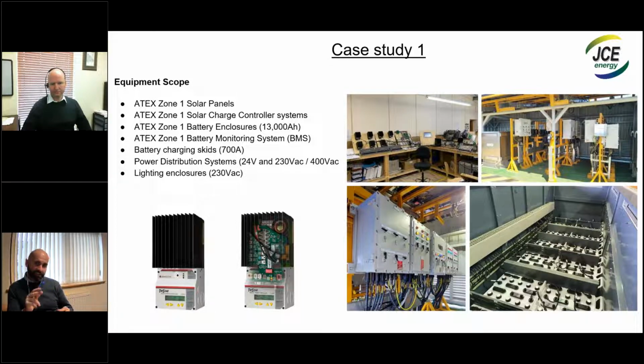In the middle, you can see a series of solar charge controllers, MPPT60, provided by Morningstar, assembled on a testing bench in our laboratory just to test the algorithm to charge the battery correctly. The system has been manufactured to be suitable for zone 1, as you can see in the description in the top left. 150 solar panels have been manufactured. Battery enclosures for 13,000 amp hours in total at 24 volts. Again, the battery monitoring systems, and also a couple of skids for distributing power within the facility. So let's go to the next slide.